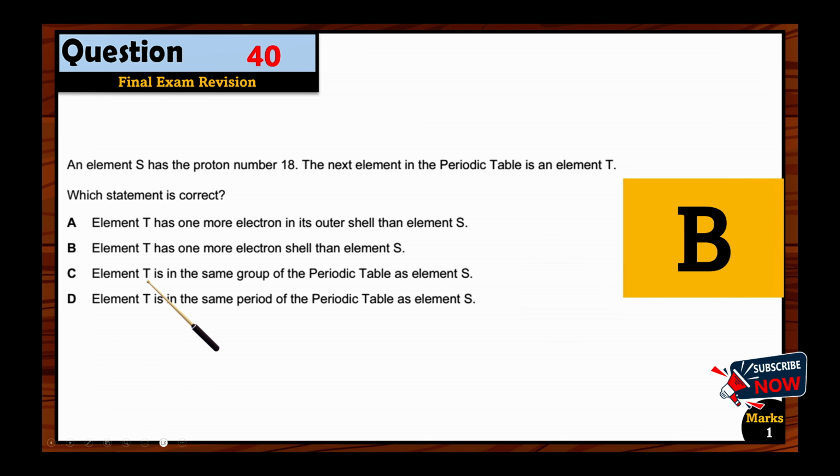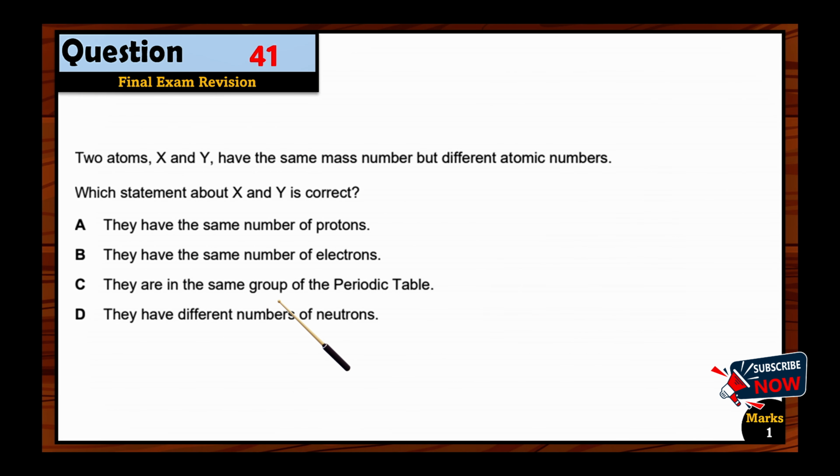You can see option C, element T is in the same group. No, they are not in the same group. Potassium is in group 1, argon is in group 8. Element T is in the same period. That is also wrong. Element T is in the 4th period. And element S, which is argon, is in the 3rd period. So option D is correct.